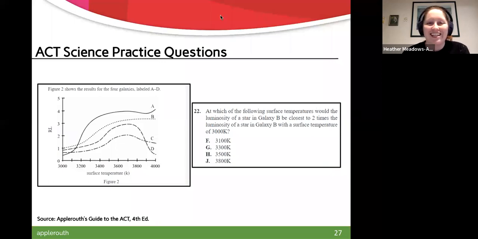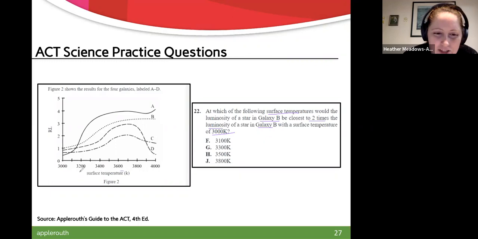Let's try that here. The fact that we can do this question without knowing anything about this background stuff shows you even more how you don't have to know all of it to go in. At which of the following surface temperatures would the luminosity of a star in B be closest to 2 times the luminosity of a star in B, temperature of 3000? Okay, let's start with the second part: a star in galaxy B with a temperature of 3000. Let's go find that first.